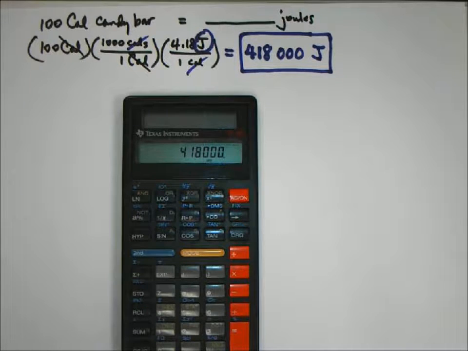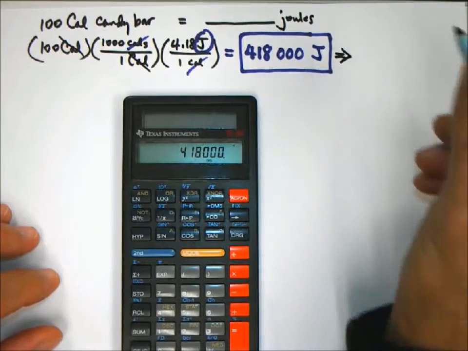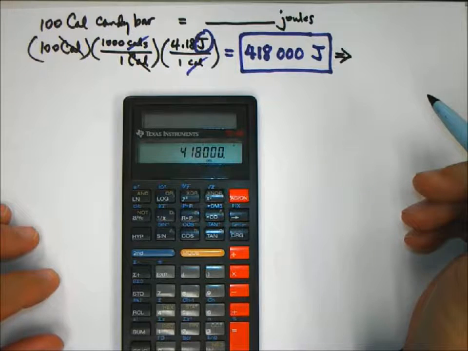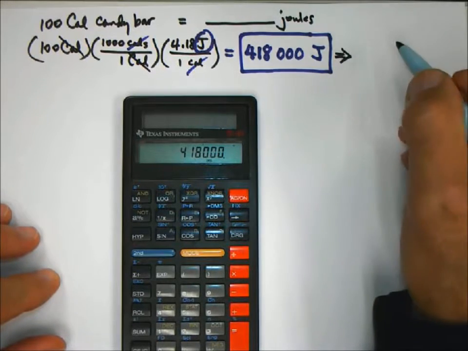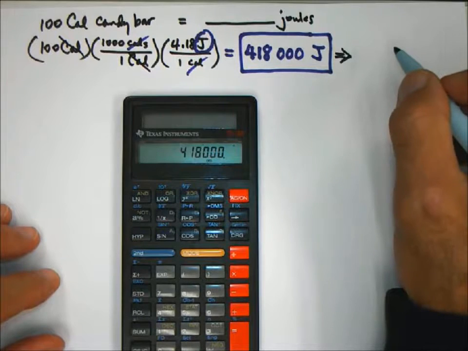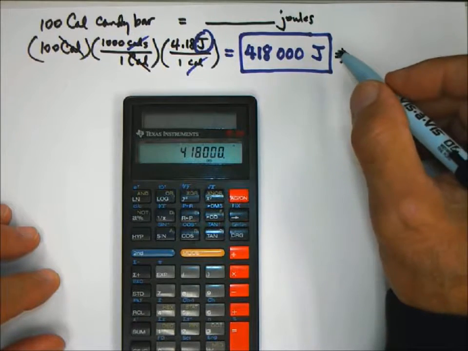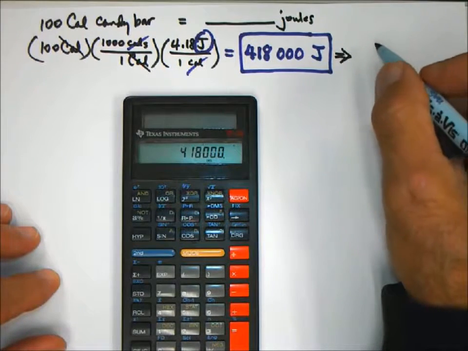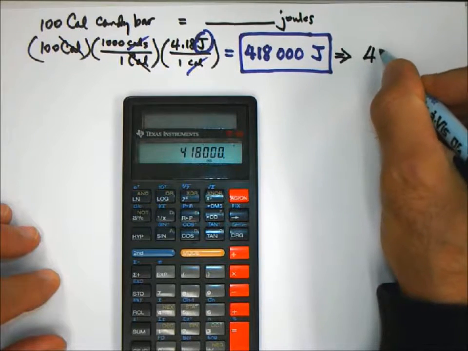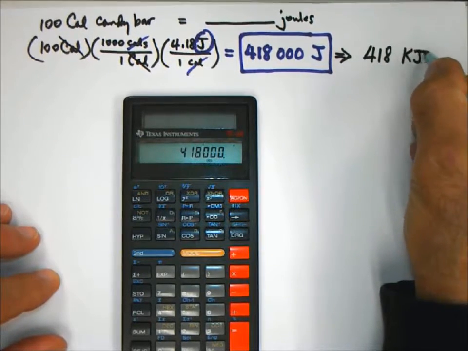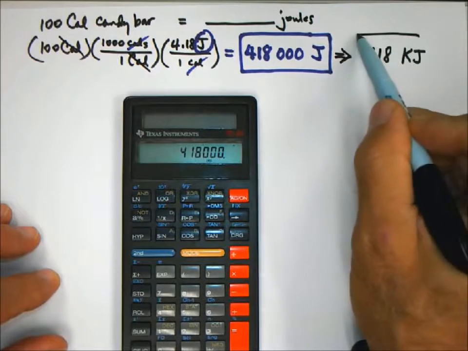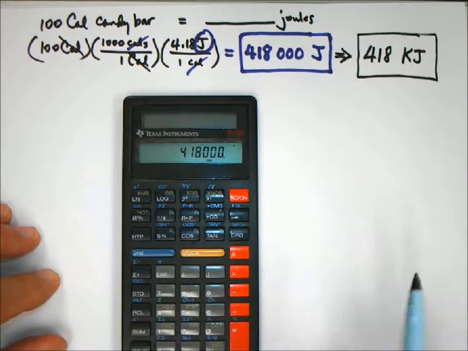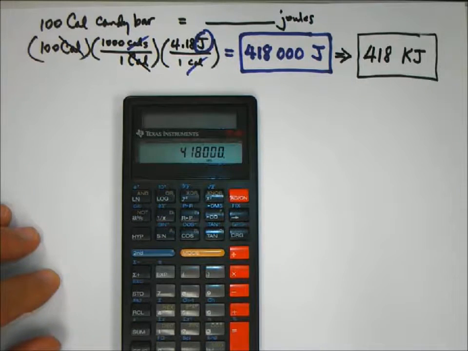Now, if we want to make it a little bit more fair, I can say, well, let's express this in terms of kilojoules, because a nutritional calorie is like a kilocalorie, so we want to make it fair. So I'll just divide this by 1,000 to convert from joules to kilojoules, and so that gives us 418 kilojoules, which is a little bit more equivalent. The units are a little more equivalent to a nutritional calorie. So 418 kilojoules of potential energy stored in that candy bar. Okay?